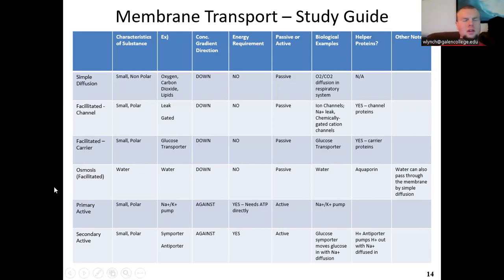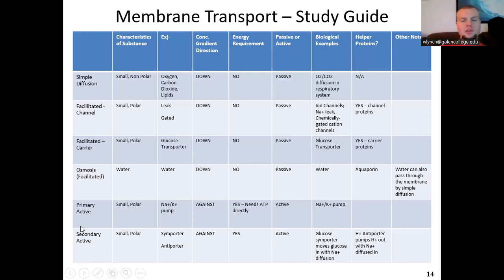Next, we can have active transport that is either primary or secondary. Primary, we're going to see polar molecules moved. Our biological example is the sodium-potassium pump. Here we need energy. Why? Because we're moving against a gradient. So we're going against the naturally occurring process, so we're going to need cellular energy in the form of ATP to move that process against it. It is an active form.